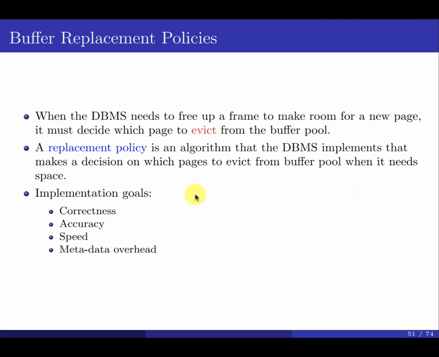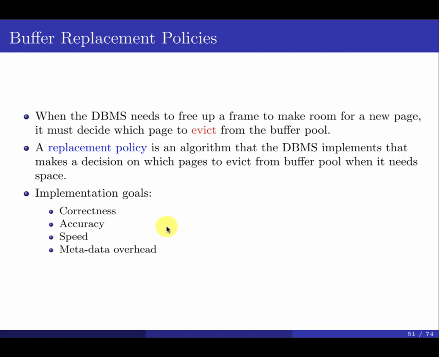When you build the replacement policy, it is a software or algorithm component of the data management system that makes the decision about which page to remove from the buffer pool when it needs space. When you design any replacement policy, we should take into consideration the following: correctness, accuracy, speed, and metadata overhead. Let's take a look one at a time.